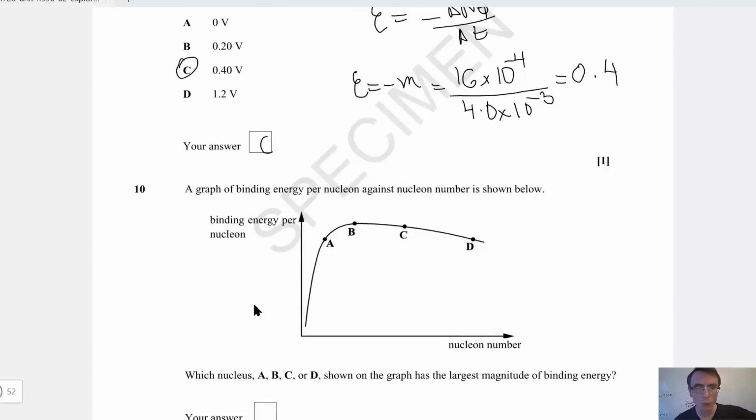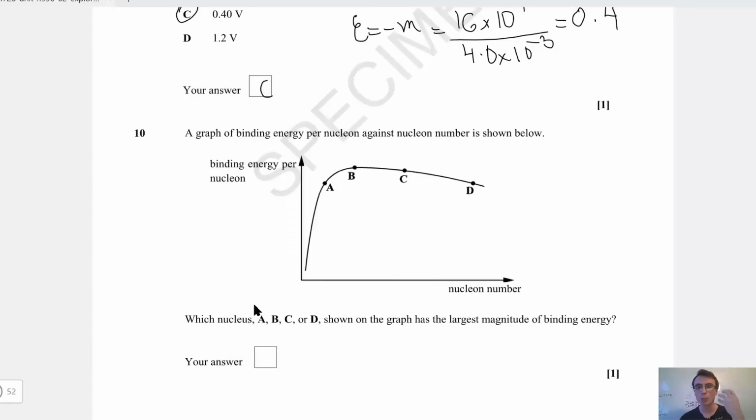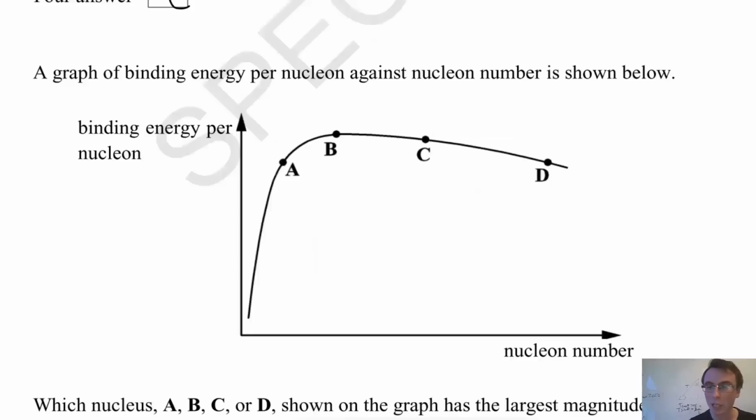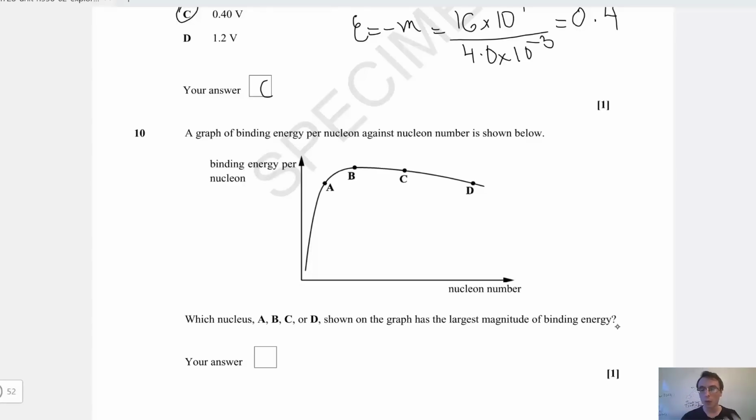Okay, the next question, we have a graph of binding energy per nucleon, which is shown. This question here actually has a trick. Which nucleus has the largest magnitude of the binding energy? So notice how it's asking us for the binding energy rather than the binding energy per nucleon. So the largest binding energy is actually D, because D actually has a ton of nucleons.